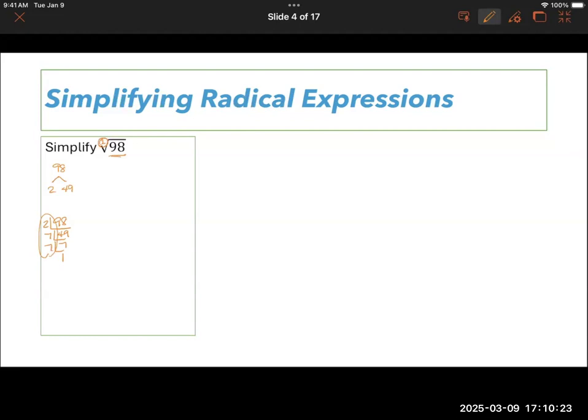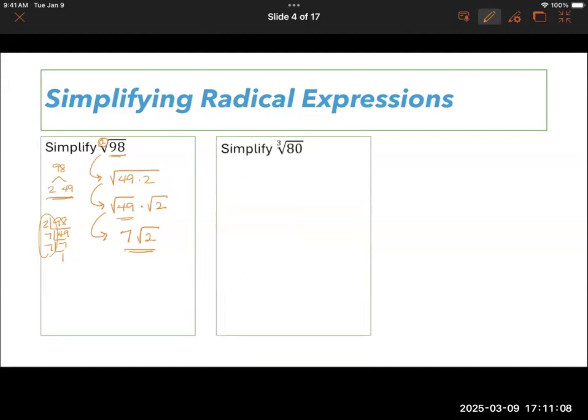So in this case with the 98, it might be just as simple to think about 2 times 49 and realize that 49 is a perfect square. And so that means that we're going to rewrite 98 as 49 times 2. And then using that multiplication property that we just talked about, we can separate square root of 49 and square root of 2. And then we can go ahead and simplify the square root of 49 into 7. The square root of 2 cannot be simplified any further. And so 7 root 2 would be the simplified version of the square root of 98.